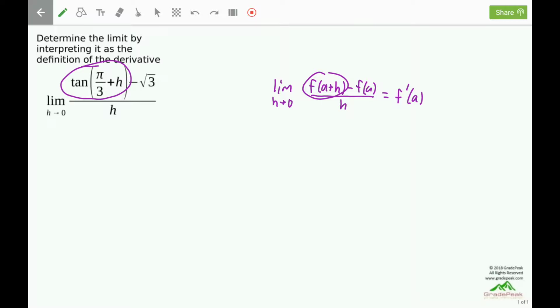And what we want to do to find the function is replace the a plus h with an x. So we're going to take out the a plus h and replace it with an x. This will then be your f of x. This term right here is part of f of a and is not part of our f of x. So our f of x is just going to be the tangent of x.